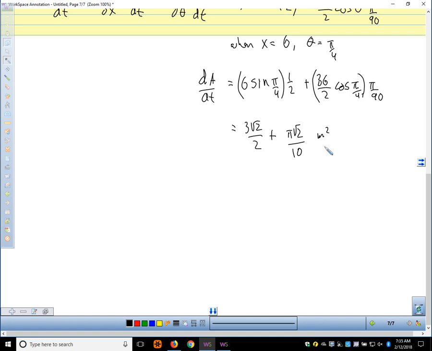We get 9 over 90. Put in a common denominator, then all that is one number. What would that be? It's about 2.5.